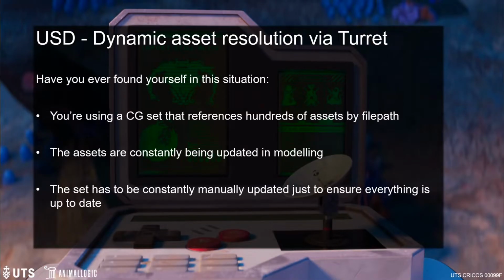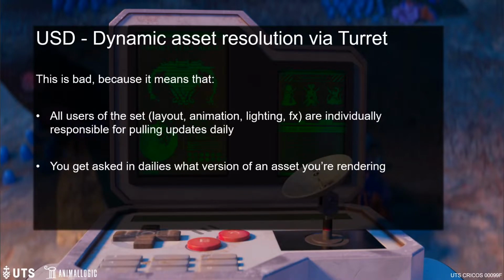So here's a scenario. Have you ever found yourself in this situation? You're using a CG set that references hundreds of assets by file path. The assets are constantly being updated in modeling. The set has to be constantly manually updated just to ensure everything is up to date. This is bad for a few reasons. All users of the set are individually responsible for pulling updates daily. You might get asked in dailies what version of an asset you're rendering.